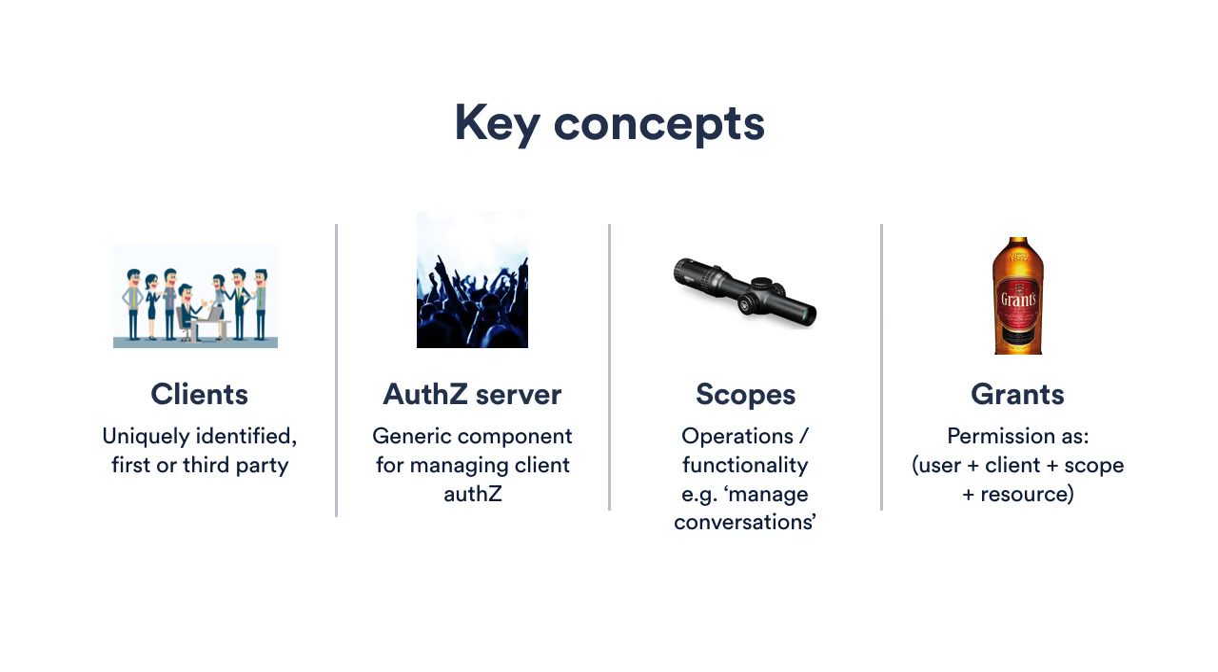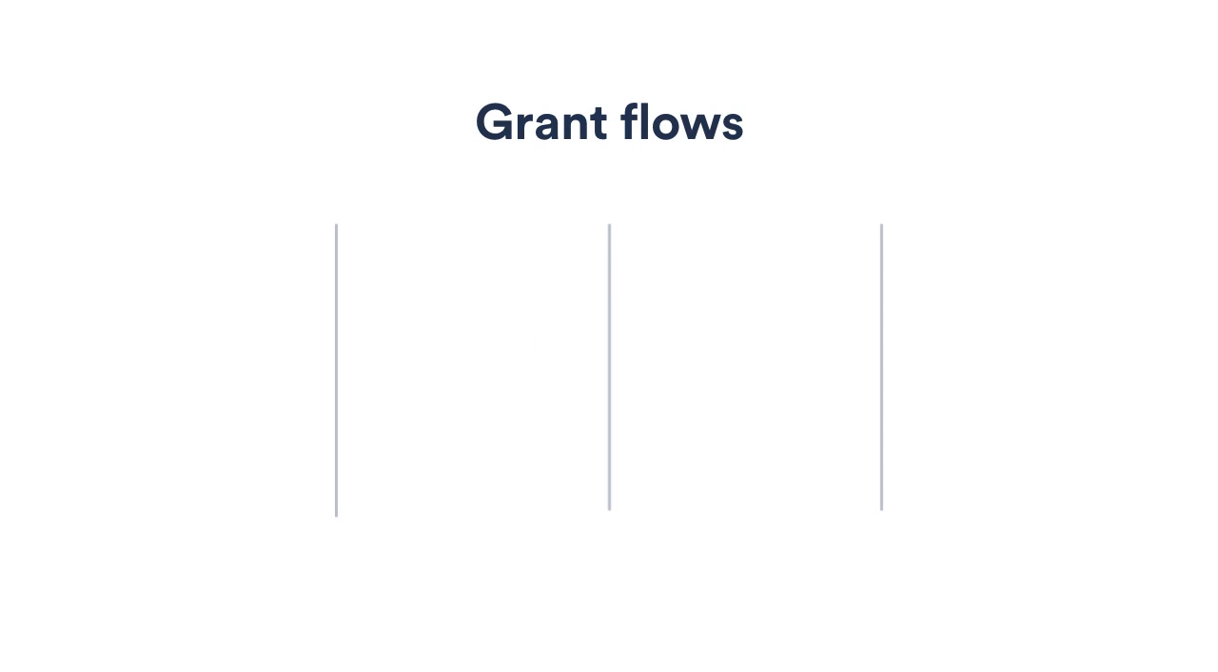Now there's grants, which tie all these things together. So think of grants as like a permission rule that links the user, the client that they're using, the scopes that are authorized, and the resource on which the actions or scopes are allowed. Now, OAuth is really all about generating and storing these grants and generating tokens based on these grants. And hence they define various what are called grant flows.